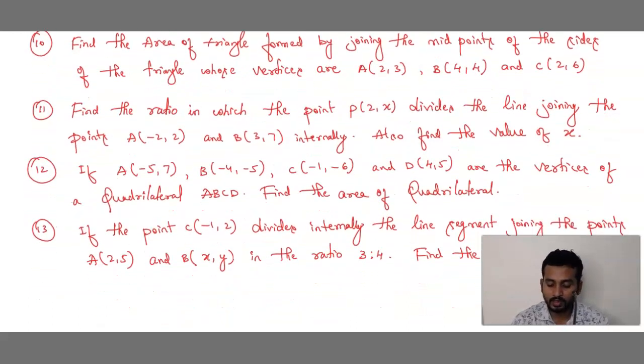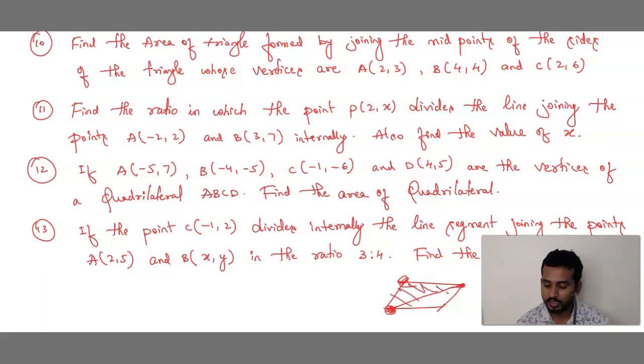If A(−5, 7), B(−4, −5), C(−1, −6) and D(4, 5) are the vertices of a quadrilateral ABCD, find the area of the quadrilateral. You know very well the quadrilateral has this shape. First you find this triangle, find the area.